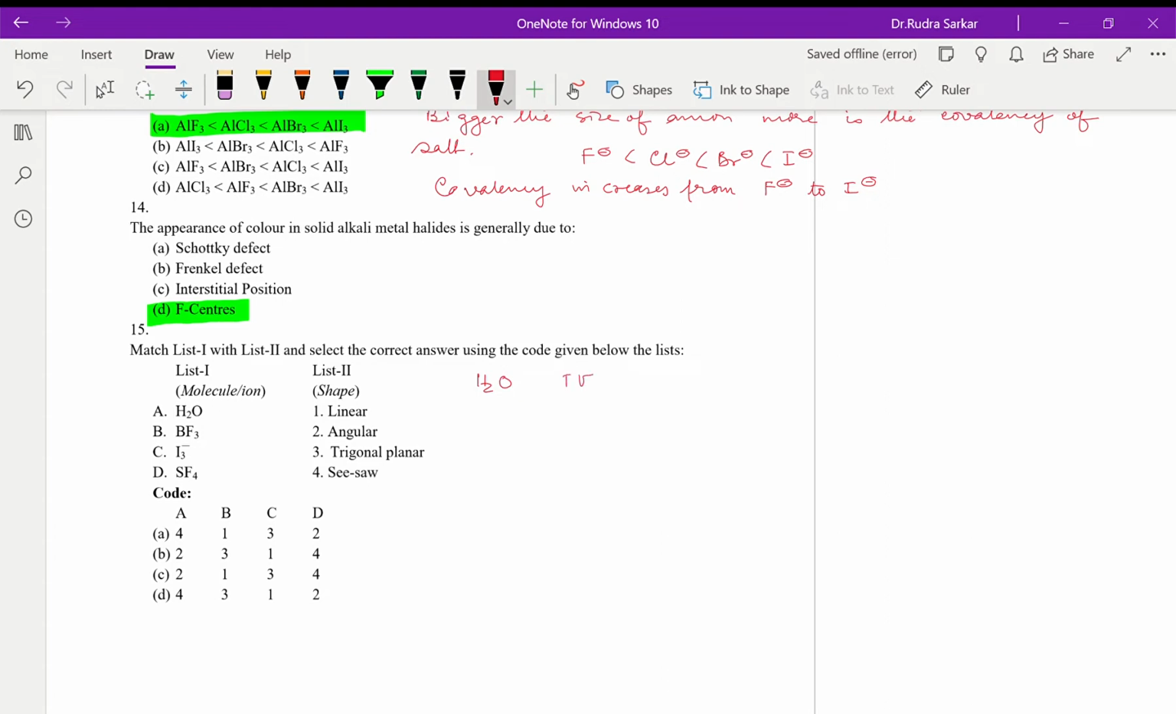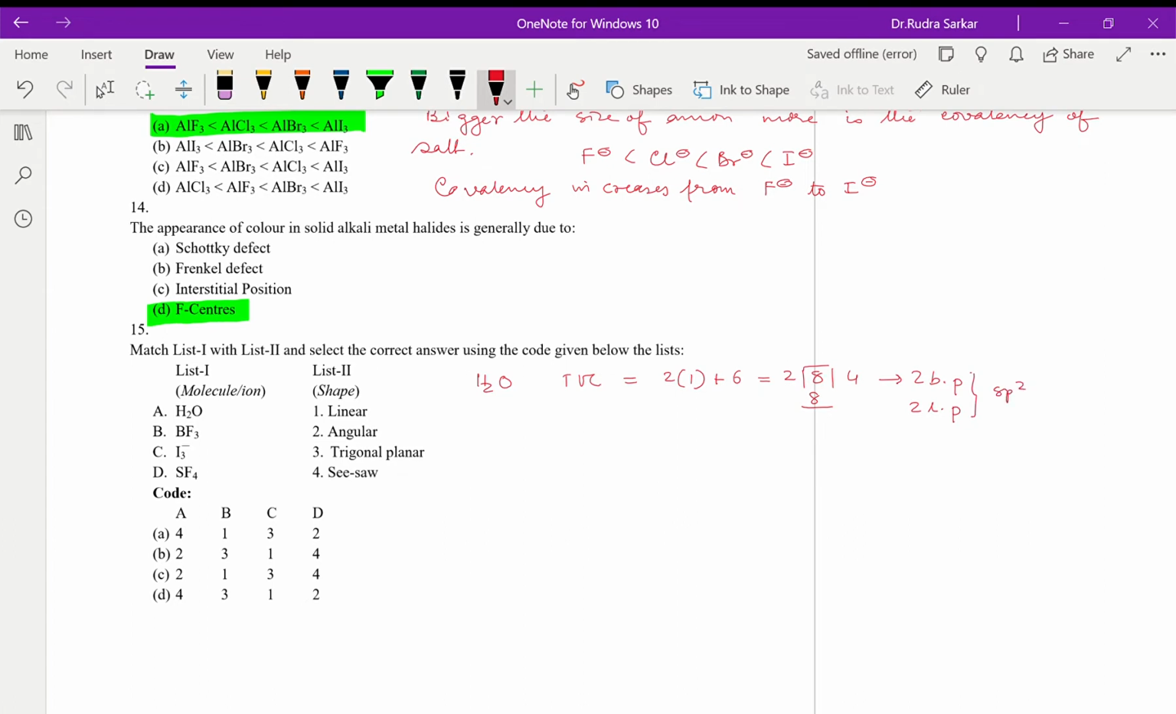Total valence electron count is what? 2 into 1, where 1 is the valency of hydrogen, and 6 is the valency of oxygen. Total number is 8. When the number is 8 or less than 8, we divide by 2 to find the steric number. So over here it is going to be 4. Out of this 4, 2 are going to be bond pairs, that is the OH bonds. So the other two have to be lone pairs, giving you a total of 4 electron pairs.